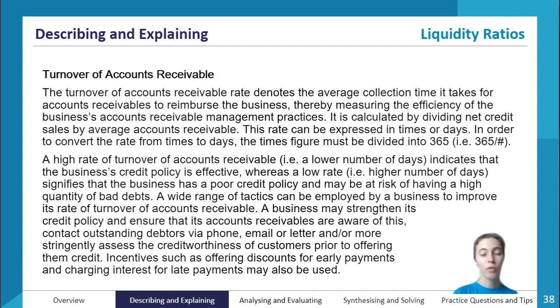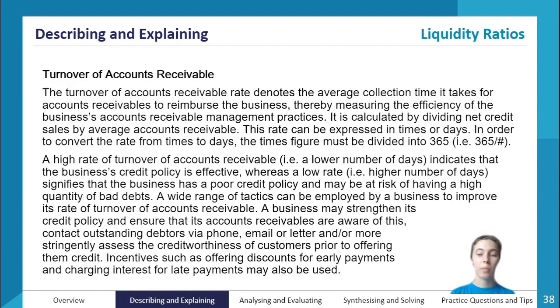In terms of turnover of accounts receivable, this is showing the average collection time it takes for accounts receivables to reimburse the business with the money that they're owed. So it measures the efficiency of the business's accounts receivable management practices. Now you calculate it by dividing net credit sales by the average accounts receivable. So of course it's about credit sales here, it's accounts receivable, not cash sales.